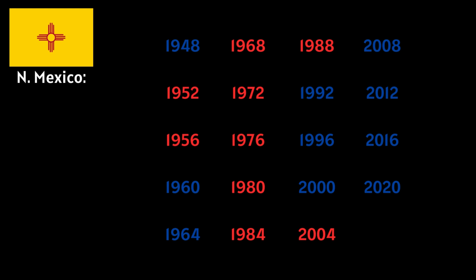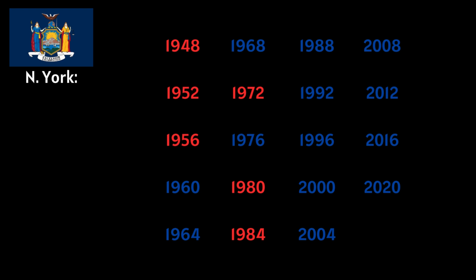The last Republican win in New Mexico was George W. Bush in 2004. New York is an extremely important state, as it holds 28 electoral votes and usually votes blue. New York has voted for the Democrats 13 times since 1948. The last Republican win in New York was Reagan in 1984.